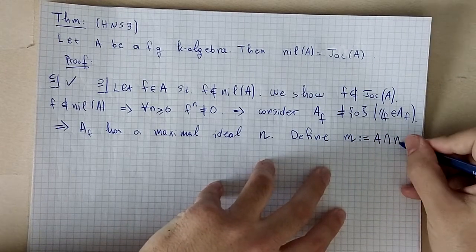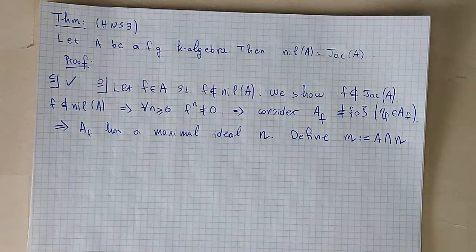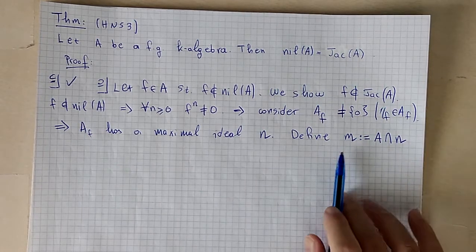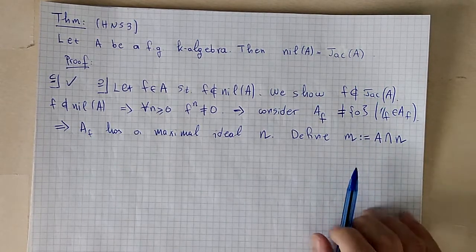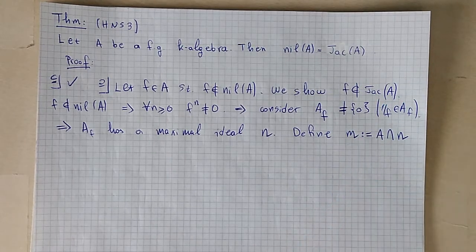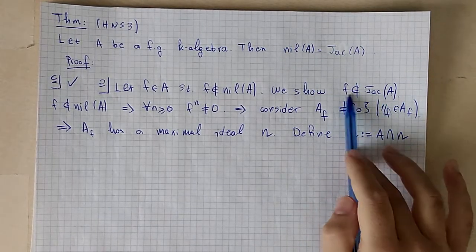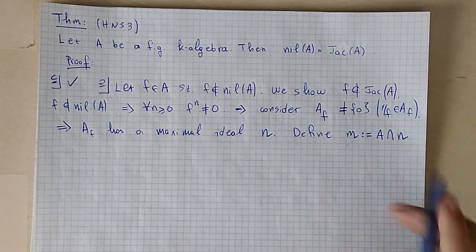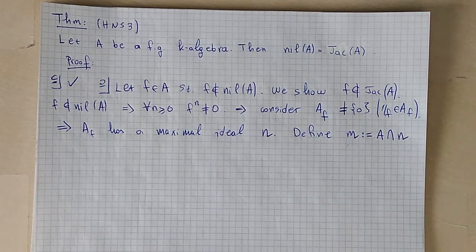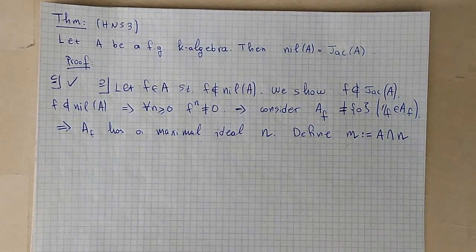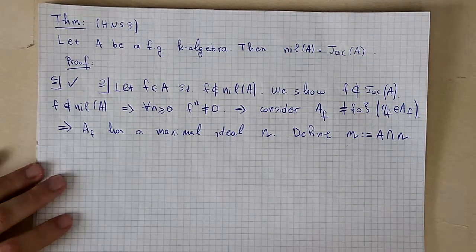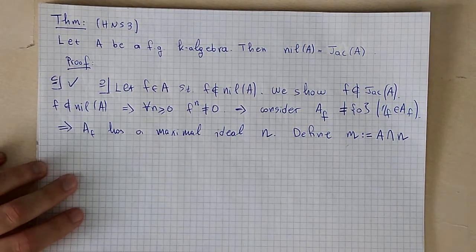alpha intersection with N. So the idea is to somehow prove that M is a maximal ideal and that F doesn't live in M. And then we're done, right? Since we want to show that F doesn't live in here, all we have to do is find a maximal ideal, let's call it M, such that F doesn't live in M. So we have to prove that M is a maximal ideal and that F is not an element of M.